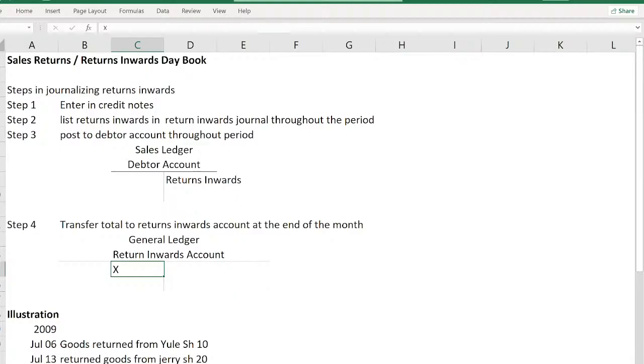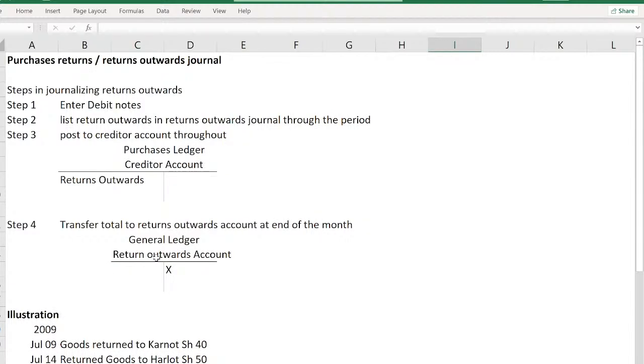So let's look at the purchases returns or returns outward journals. So we start with the steps in journalizing returns outwards. So step 1, we enter the debit notes. Then step 2, we list returns outwards in returns outwards journal throughout the period. We have to list them. Step 3, we post to creditor accounts throughout the period.